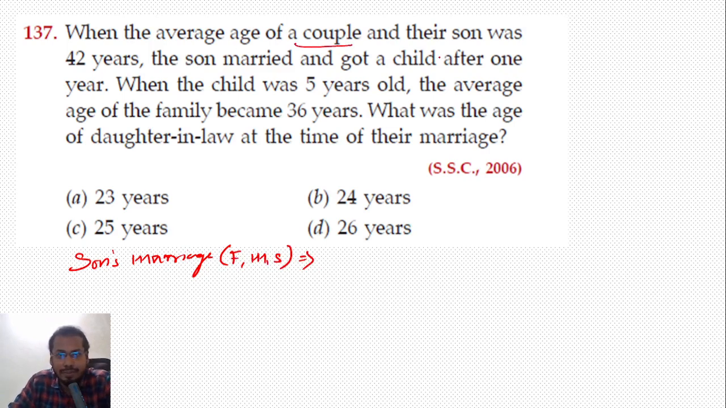Okay, the average age of the couple and their son was 42. So 42 times 3. 42 times 3 is what? 126 years. Is it right? Okay. The sum of the present age of all the three. So this is when the son got married. Okay, so at present the son married and got a child after 1 year. So when the child was 5 years old, the average age of the family became 36. Okay, so look at this. 126. After that, the son married and got a child after 1 year.